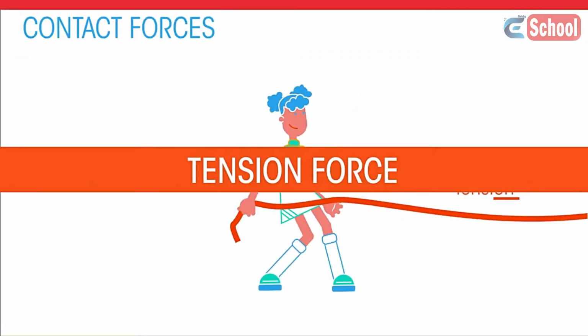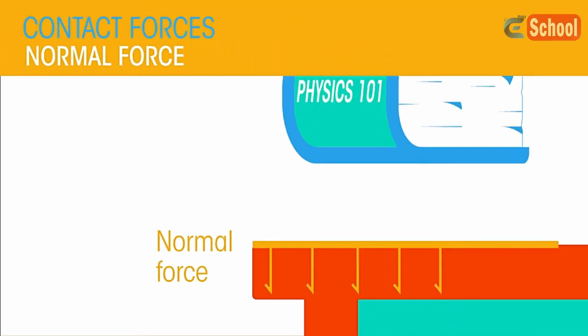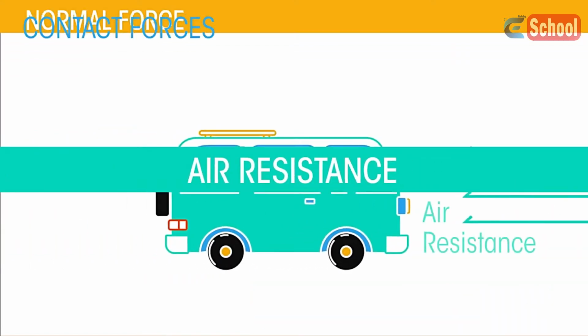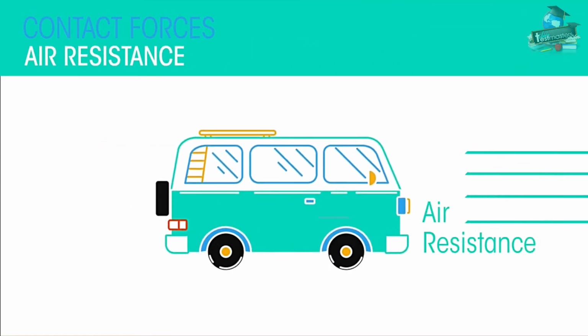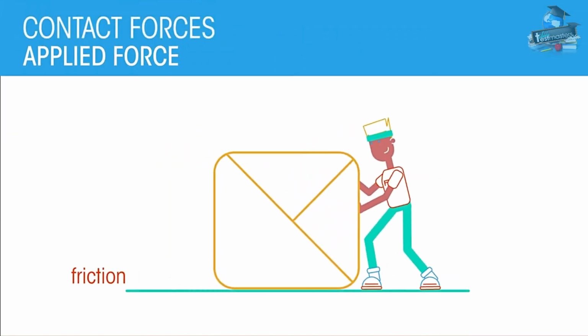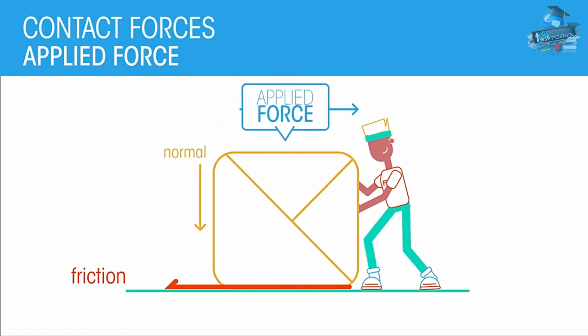Tension is exerted through a rope when we pull something. Normal contact force supports an object that is resting on a surface, for example, between your books and your desk. Air resistance acts on a moving object through the air. The air particles slide over the moving object, slowing it down. Pushing that box across the room has friction, normal and applied force all at once.